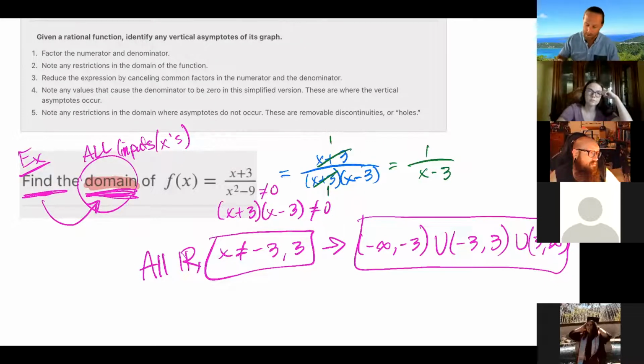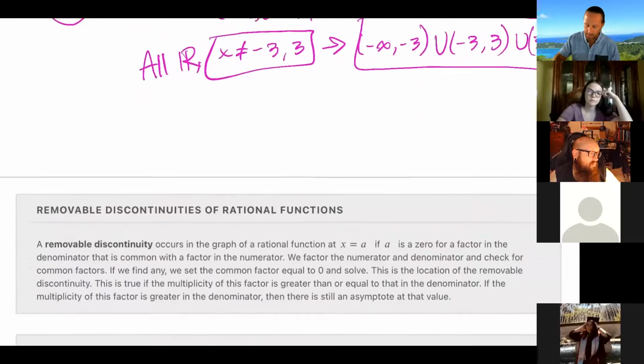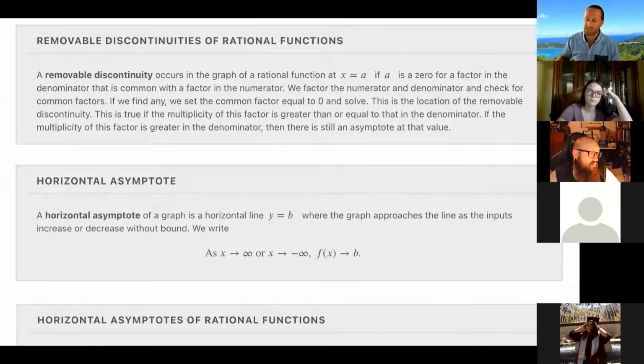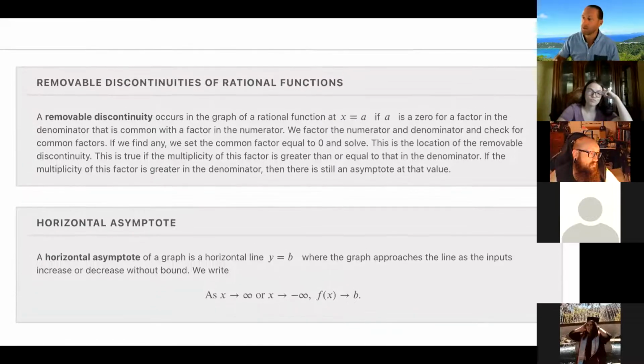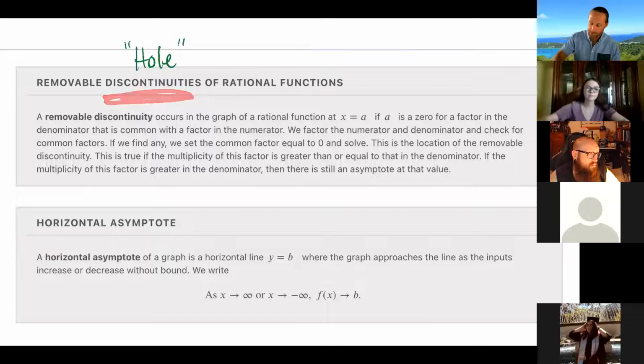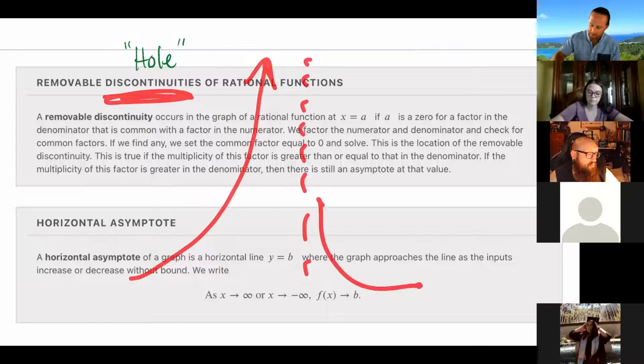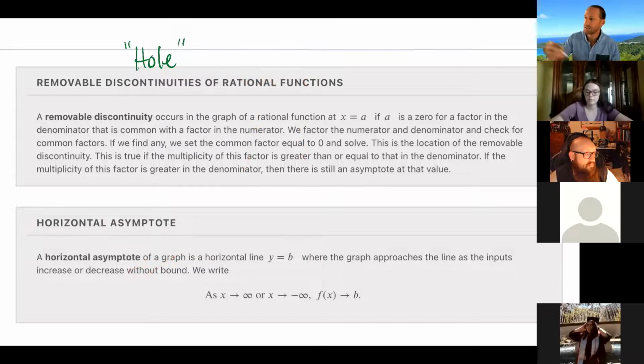Nice little segue here. When you can take things and cancel, we get what is called a removable discontinuity. What the heck is that? That's a mouthful, right? Better yet, it's known as a hole. It's still a discontinuity, meaning that there's going to be some part where I have to pick up my pen or pencil and then do it again. It's not continuous, it's discontinuous.